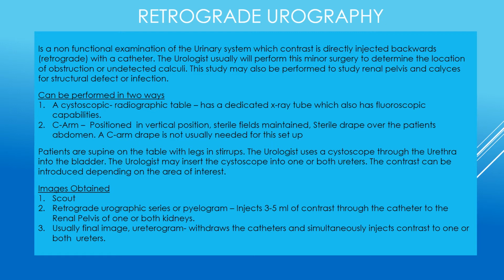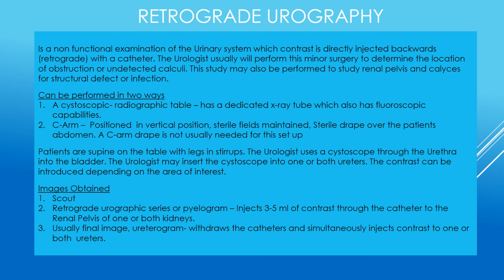This can be performed in two ways. One, a cystoscopic radiographic table, which has a dedicated x-ray tube and also has fluoroscopic capabilities. Or two, a C-arm positioned in vertical position, sterile fields maintained, with a sterile drape over the patient's abdomen. A C-arm drape is not usually needed for this type of setup.